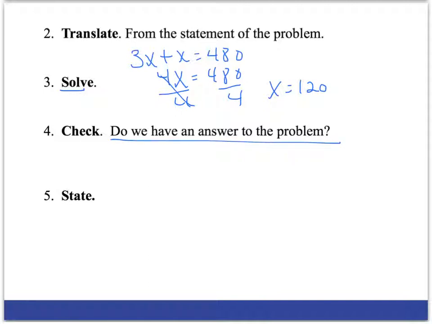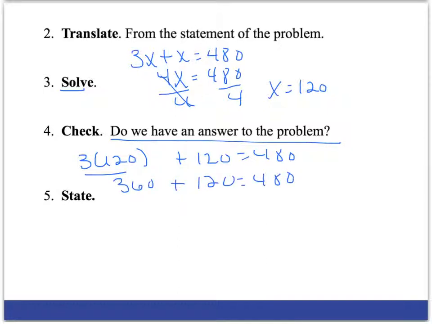Do we have the answer to the problem? No, we don't. They wanted to know the length of each piece. So if you have 3 times 120, and then plus the 120, that should give us 480. We're just going to check as we go. What is 3 times 120? Very good. 360 plus 120 does equal 480. So the 2 lengths for the pipe: one is 120 inches, and the length of the other pipe is 360 inches.